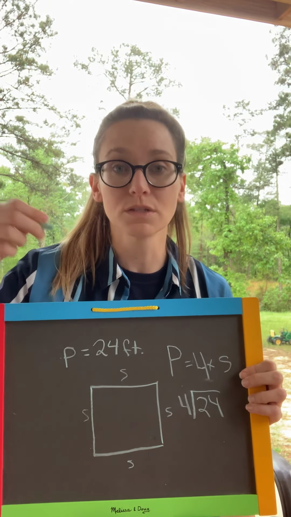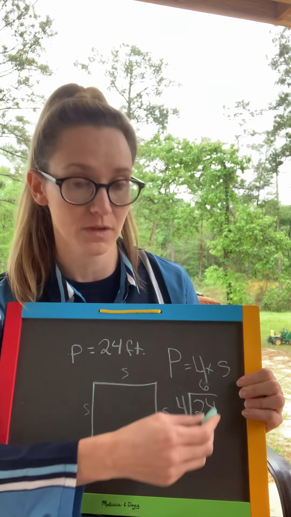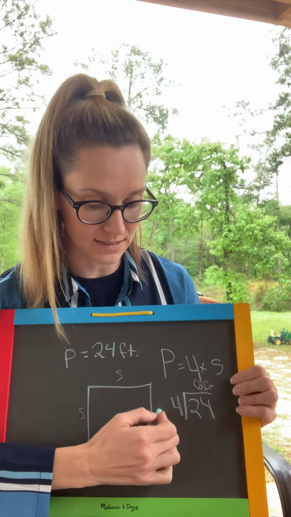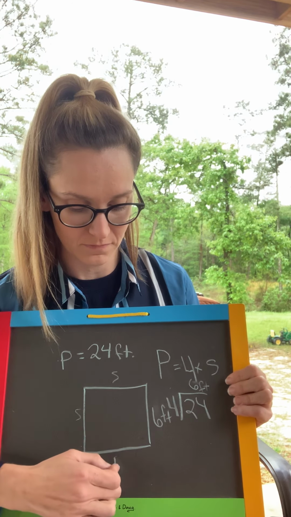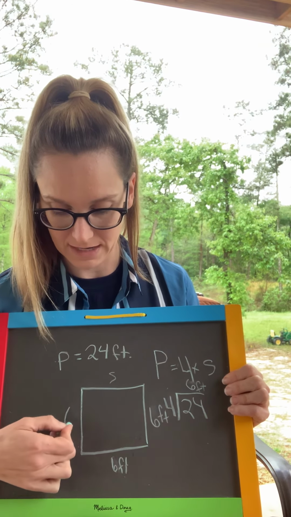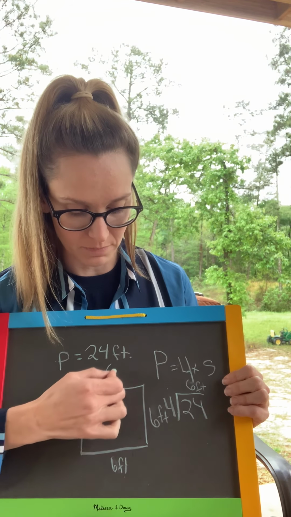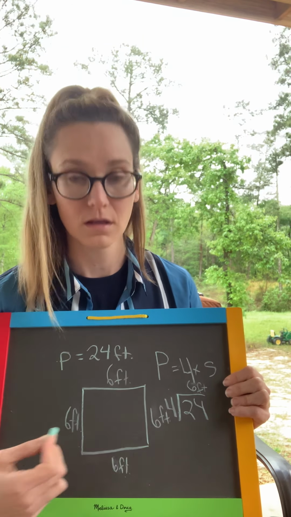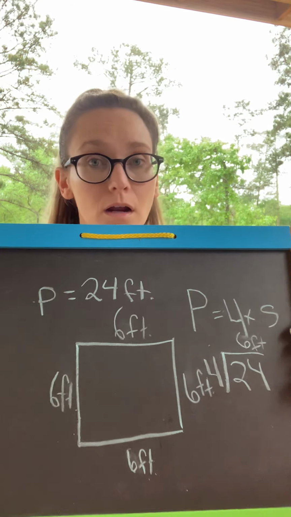Well, 4 goes into 24 6 times, right? So 6 feet. That means that each of these S's is 6 feet. So when I get home with all of my lumber that my dad and I went and got to build our garden, I need to build each side 6 feet long, right? Can y'all see that? My beautiful drawing, my beautiful handwriting, right?